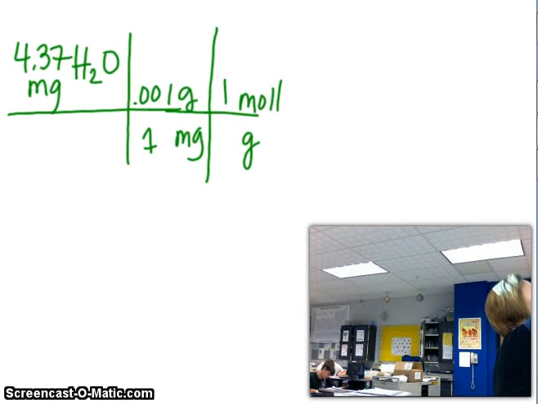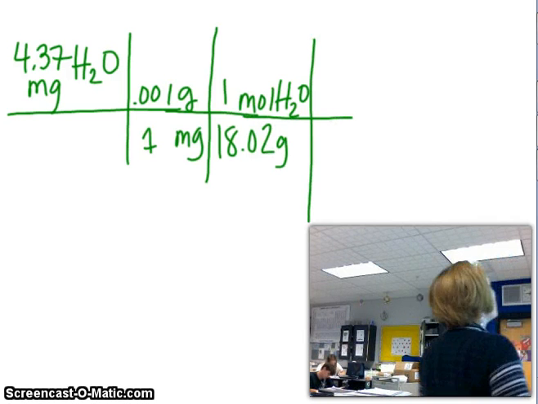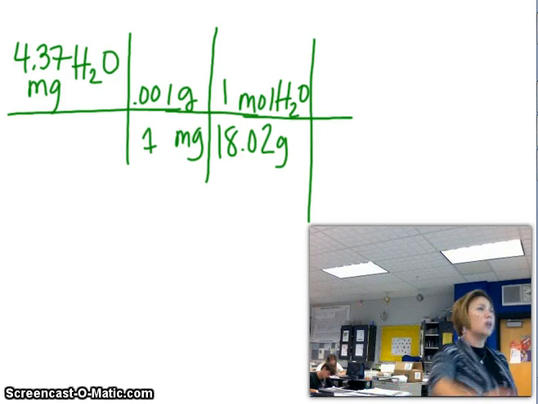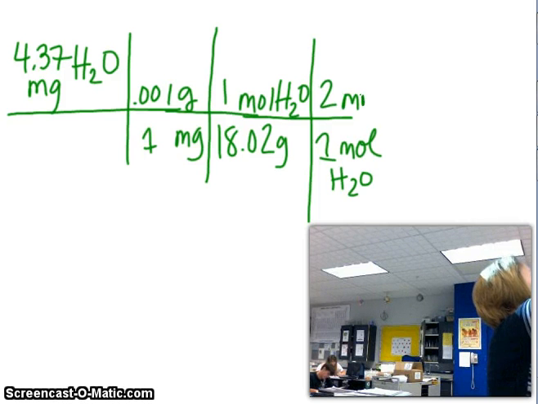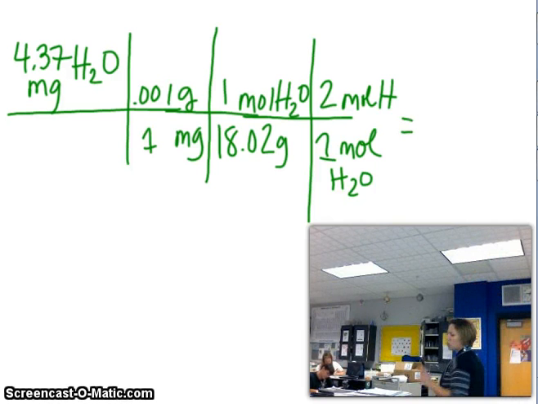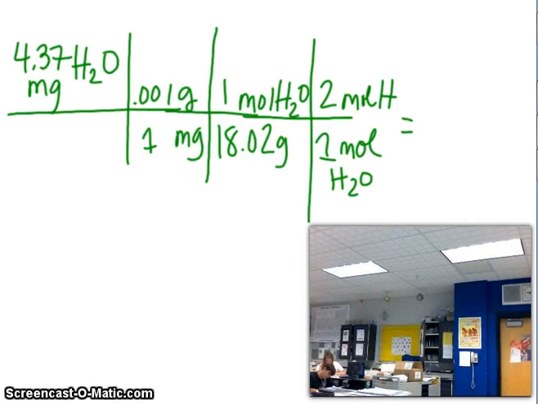1 mole of H2O is 18.02 grams. That'll give us our moles of H2O, but we don't want moles of H2O, we want moles of H. According to the equation, for every 1 mole of H2O, there are, right, Leah? 2 moles of H. 2 moles of H. So let's go ahead and plug that one into our calculator and get our moles of H.